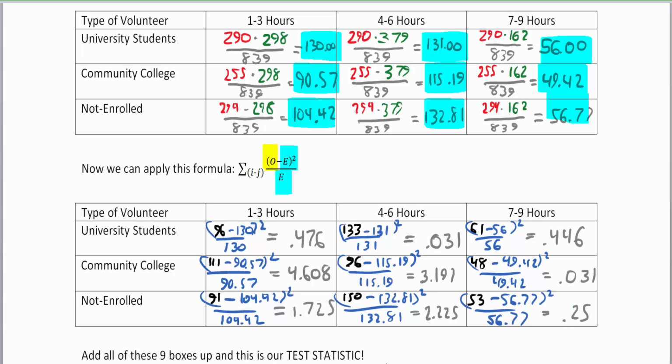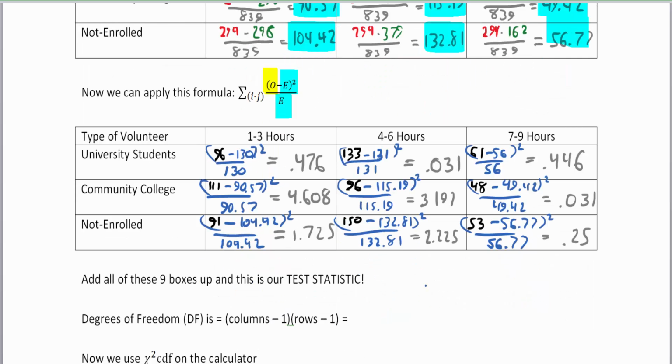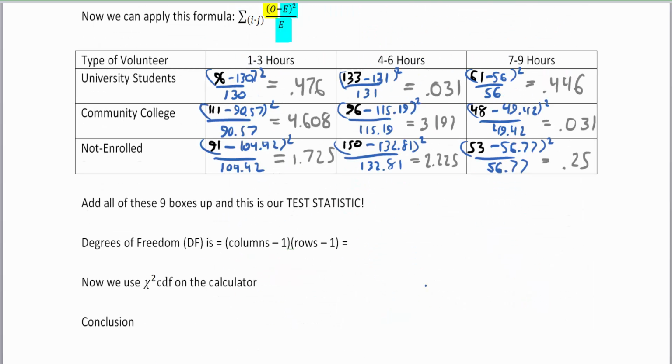That's a small number. And if you're curious what I mean by big or small, if this was a completely independent thing, we should have zeros in all of these columns because our observed match the expected. But you're seeing that we don't get zeros. So what we have to do is add up all of these boxes. So you see what I'm circling in the formula there? That's the sum of all 9 cells.